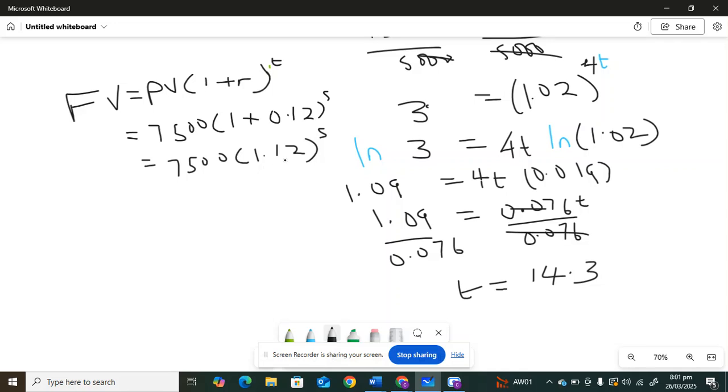Let's get our calculators. What's 1.12 to the power 5? 1.762. 1.762 times 7,500 is 13,200.